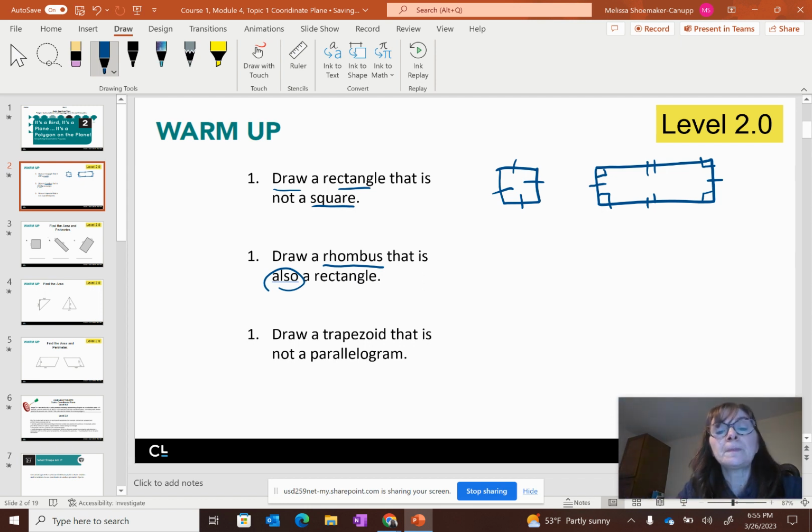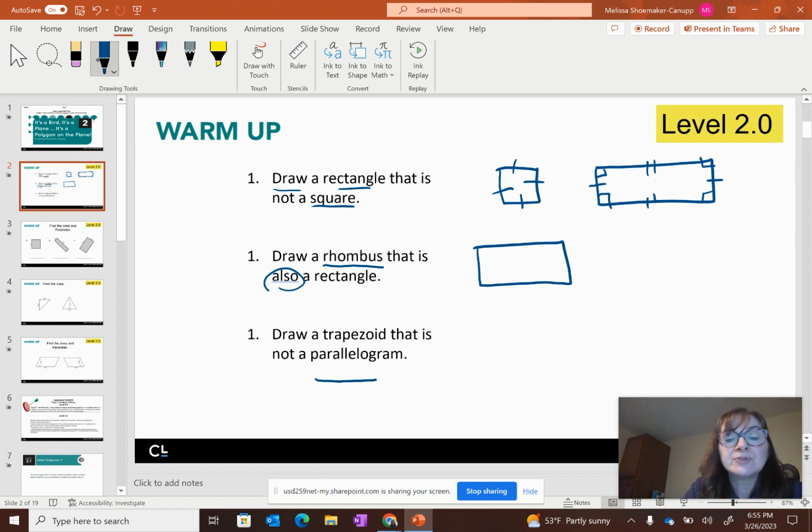A rhombus is also a rectangle. Well, it has to be that. It has to be the same thing. This is also considered a rhombus because of the definition.